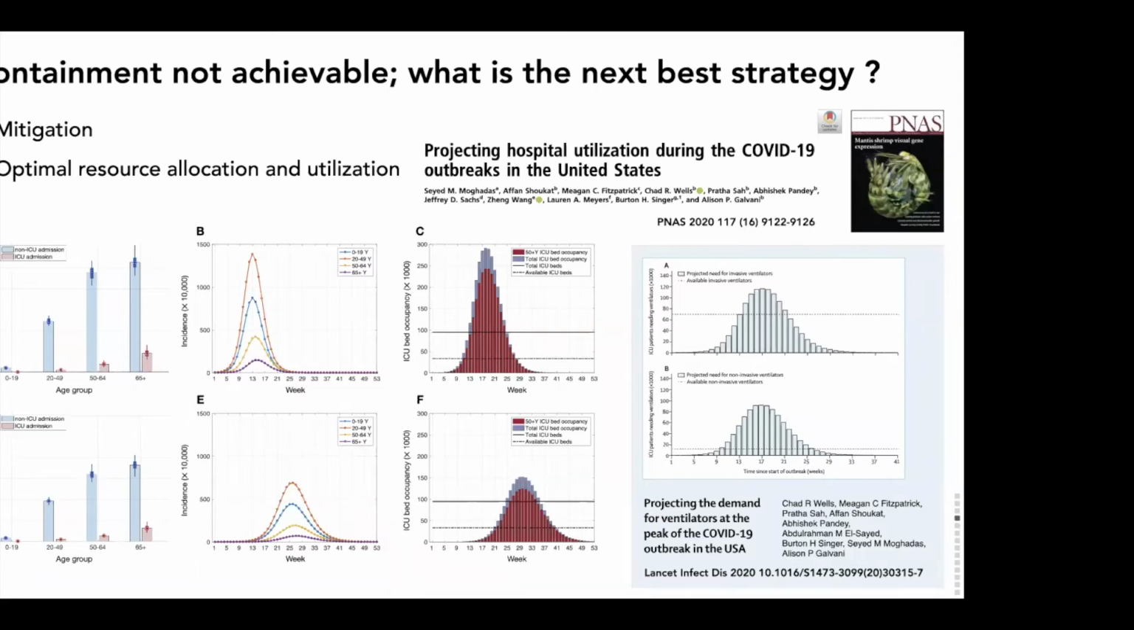So there are two important aspects of disease control when containment is not achievable. And the first one is really mitigation. So we use all the resources and measures available at our public health system to mitigate the impact of the disease in terms of infection, hospitalization, and mortality, which would also lead to a reduction of other aspects of disease, including socioeconomic repercussions. But also we looked at other questions in terms of how we optimize resource allocation and utilization.